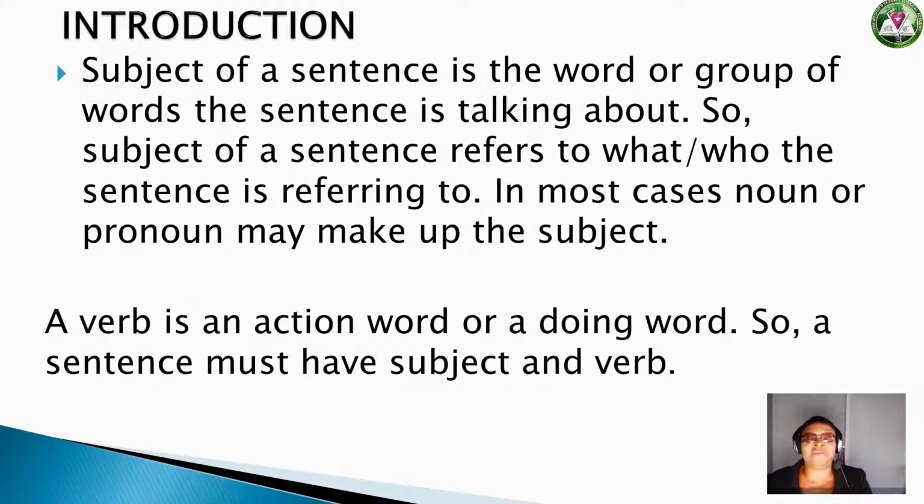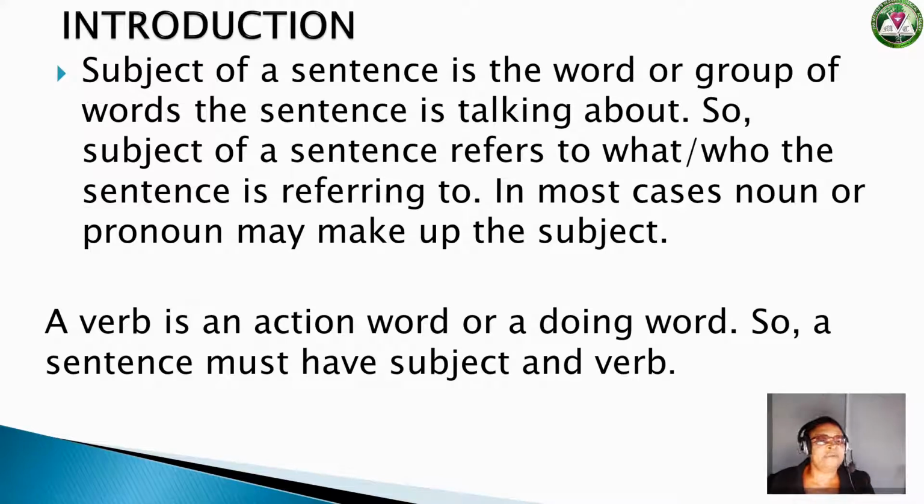What is the subject of a sentence? The subject of a sentence is the word or group of words the sentence is talking about. The word or group of words the sentence is talking about is the subject of that sentence. So, the subject of a sentence refers to what or who the sentence is referring to. In most cases, a noun or pronoun may make up the subject.